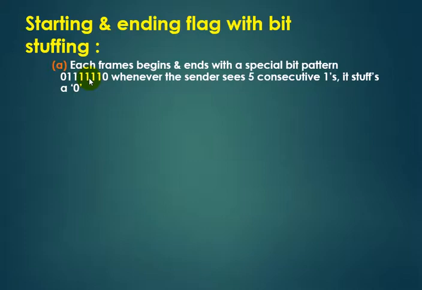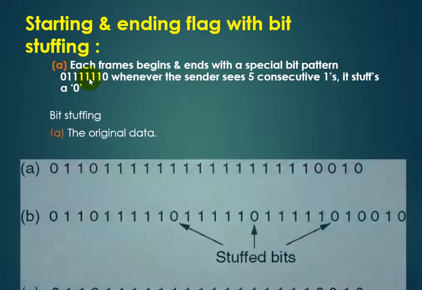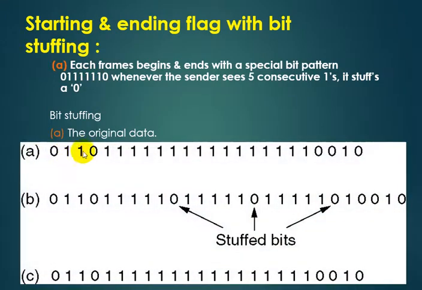Let me take an example. Let us take the original data: 0, 1, 1, 0, 1, 1, 1, 1, 1, 1, 1, 1, 1, 1, 1, 1, 1, 1, 1, 1, 0, 0, 1, 0. This is the original data we have taken. Now the data appears on the line. If you see five consecutive ones in the data, we have to stuff a 0.